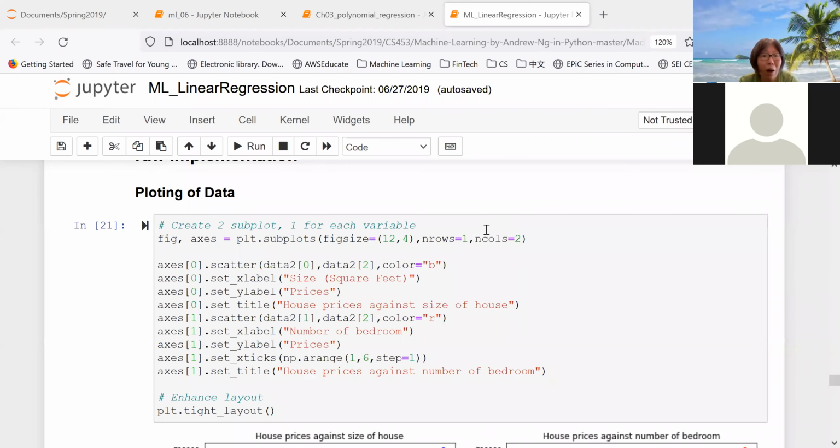And with the pyplot, you can use the subplot to specify the number of subplots you want to have, and how they are going to align. So here it says they are going to align by column. So this is the subplot. Then for each of the subplots, you can specify you want to do the scatter plotting, and the label and the title and the tick, etc.